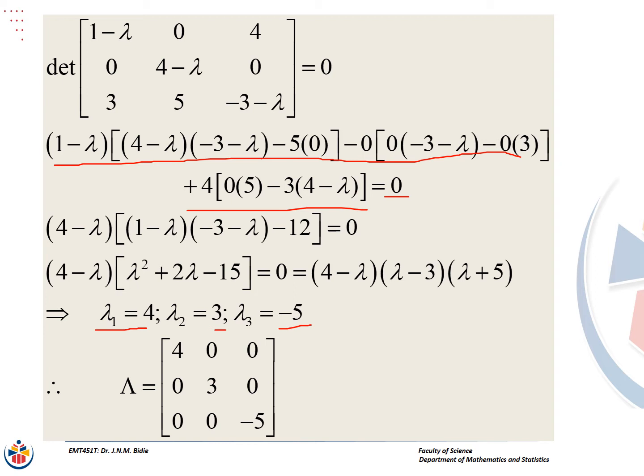Now we have to find the eigenvectors that correspond to these eigenvalues.